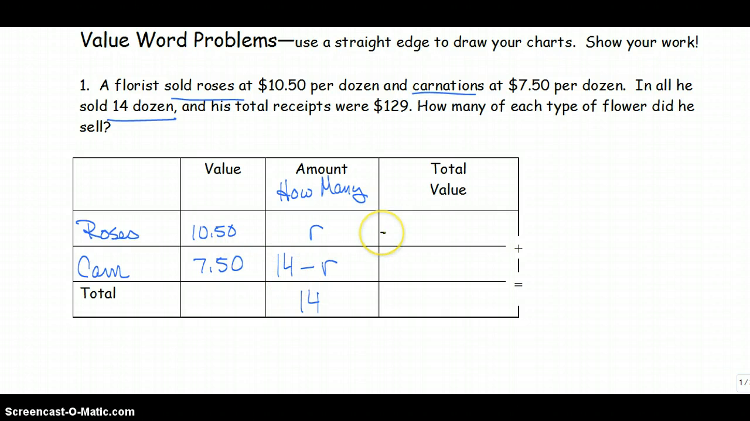I'm going to multiply. So 10.50 times R is going to give me 10.5R. 7.50 times 14 minus R, I'm going to distribute just like we have before. So now I have 105 minus 7.5R. And all of that, my total value, or the total that I brought in, was $129.